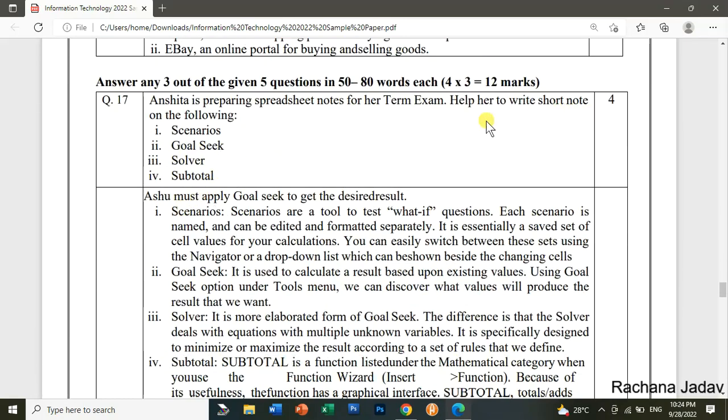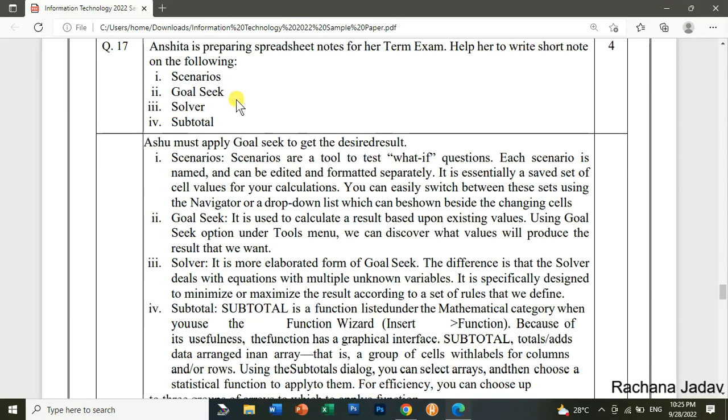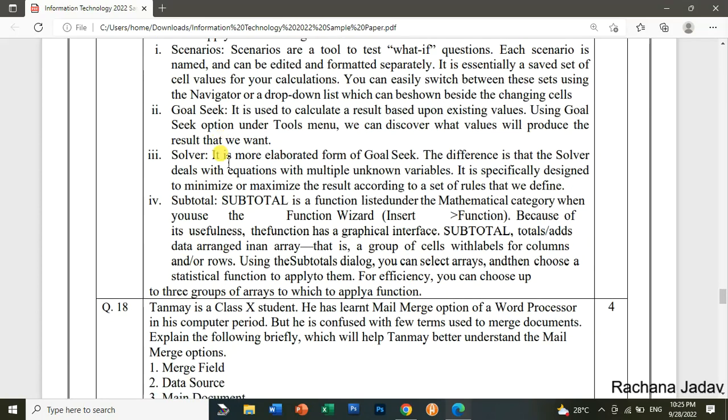Yes, this is for 4 marks. You can see it. 4 marks में आप 2 marks जितना लिख कर आओगे, they will not give you the marks. So please remember to write it properly. Anshita is preparing spreadsheet notes for her term exam. Help her to write short note on the following. Now here it is a short note. You will say that in two sentences it has been completed. No, it will not be possible. You have to see the paragraph, how it is written, the important points you have to mark, और फिर उसके according आप यहाँ लिखोगे. ठीक है, तो ये चीजें याद रखना.